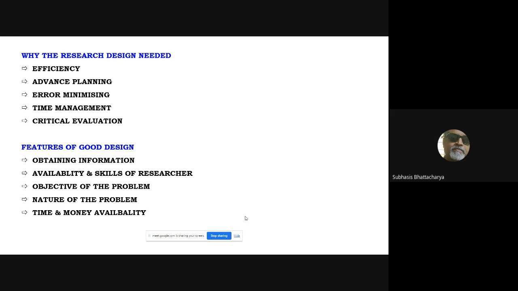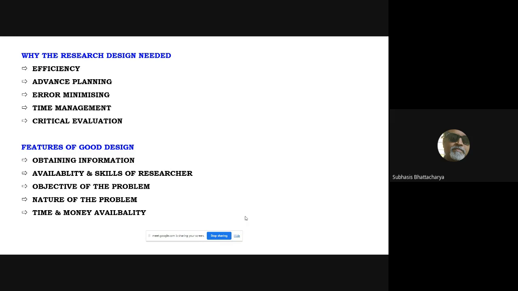Usually they have some common properties. What are the common properties? In case of research designing, the first important feature is the means for obtaining information. You get the information from a research design, and the availability of skills of the researchers is also important. The objective of the problem has to be fixed, the nature of the problem has to be studied, and the availability of time and money.